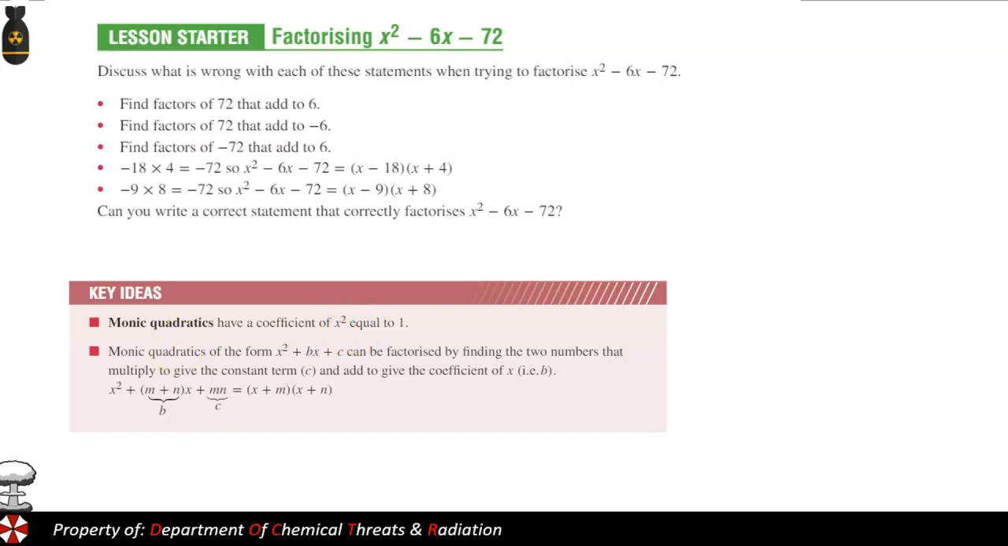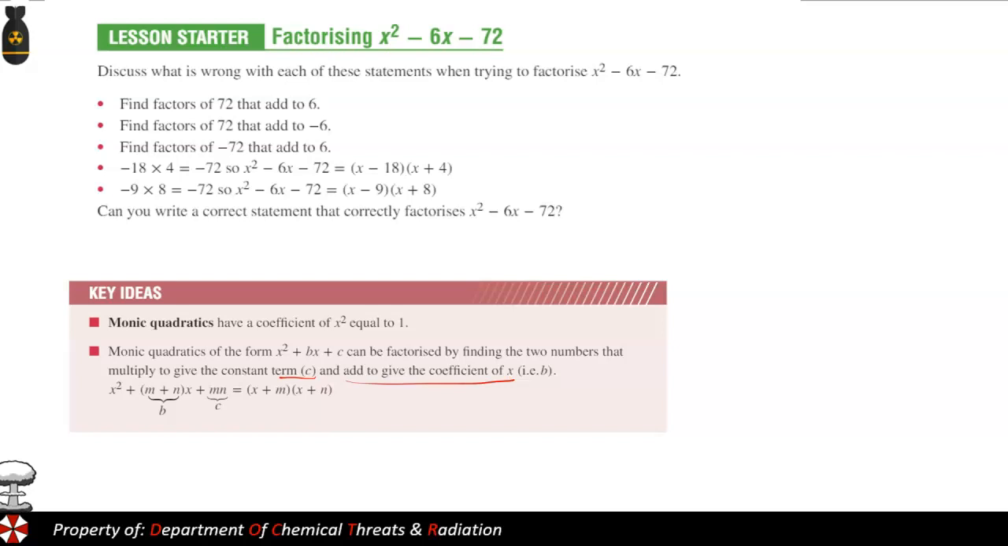And the next part is that when we have a monic quadratic, so an x squared plus bx plus c, where that value in front is 1, we can factorize it by finding the two numbers that multiply to give the constant term c and add to give the coefficient of x. So there's like a sum product rule here that's popping up.